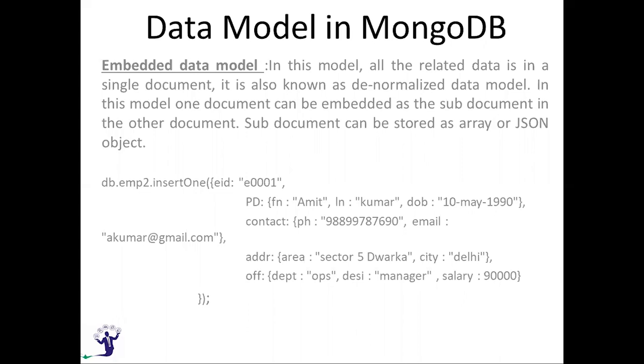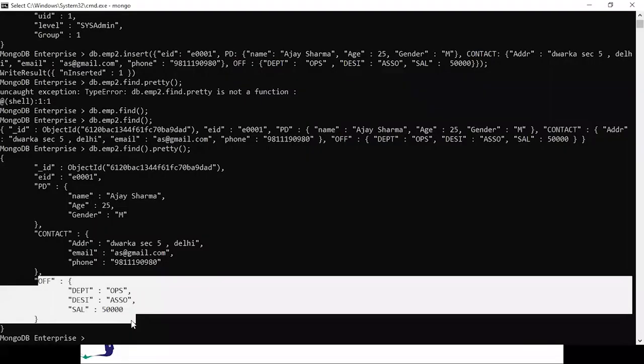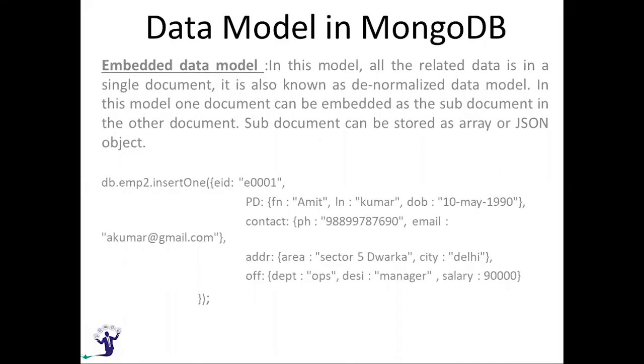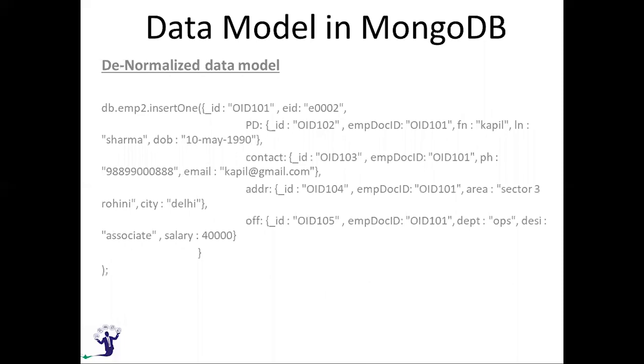Okay, it is denormalized. So if I simply break this into three separate documents, it will become normalized, which I have done initially. And if I put all the things together, it will become denormalized. That is known as embedded. In this model, one document can be embedded as a sub-document in another document, which is stored as a JSON object, which we have already seen over here. So this is an example of the denormalized data model. Now is it clear? Depending on the data, you can save it as whichever you feel is more appropriate at this point.